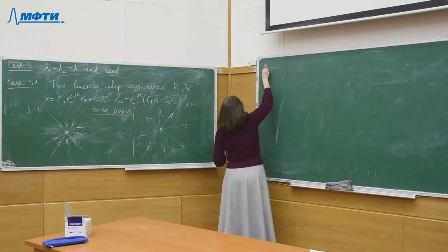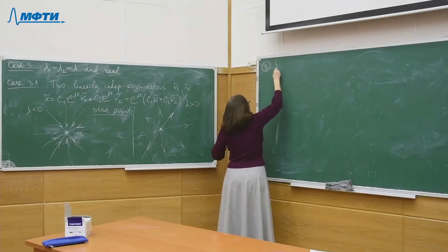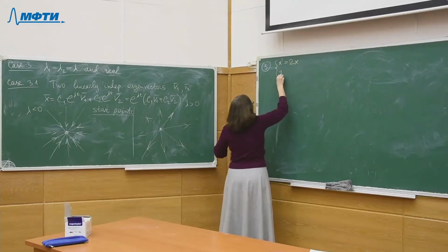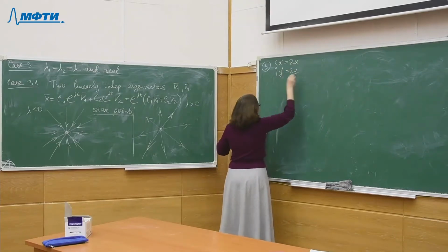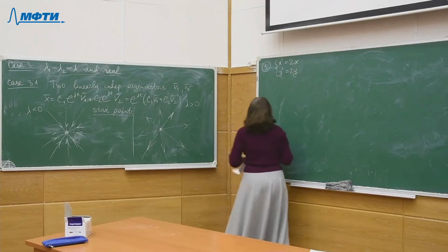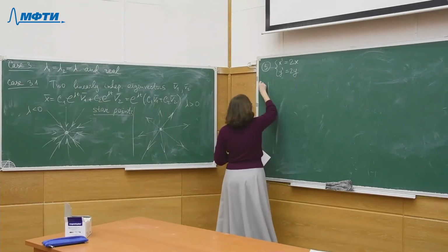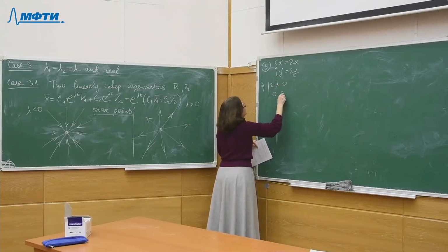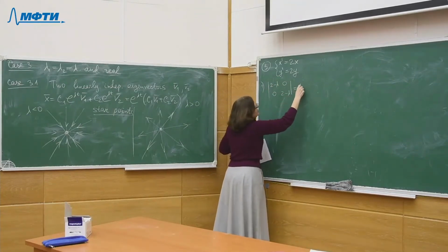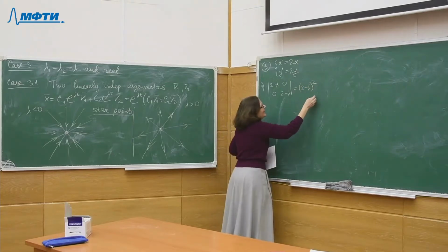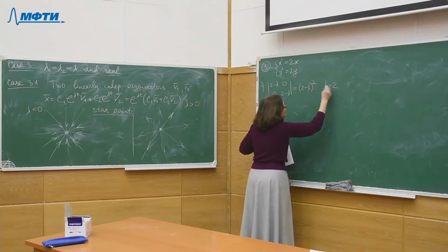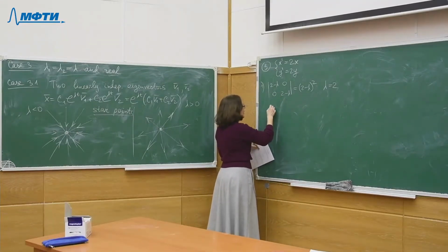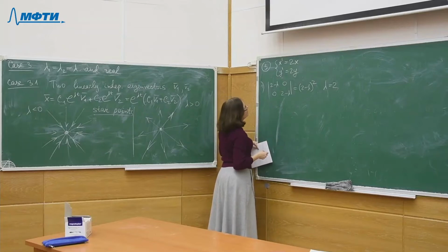So example number 3 will be the system of the form x prime equals 2x, y prime equals 2y. The first step is the characteristic equation: 2 minus lambda, 0, 0, 2 minus lambda, equals (2 minus lambda) squared. So lambda equals 2 is a repeated eigenvalue. Now we are trying to find the eigenvector.